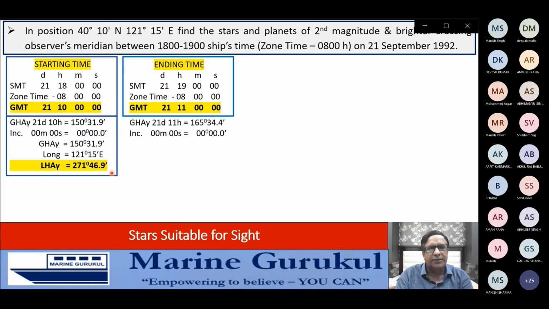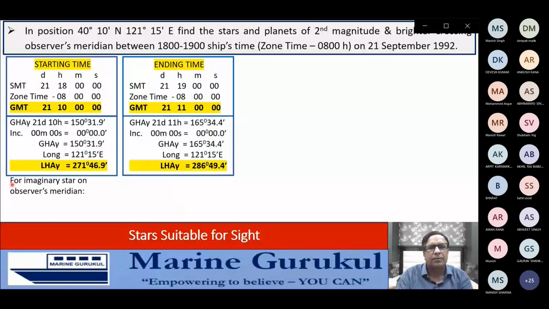We get the LHA Aries at the end of the interval. You can see the values coming up on the slide. You can also check them from your almanac. And we get the LHA Aries at the end of the interval. Now we find out the SHA of the imaginary star on the observer's meridian at the starting of the interval and at the time of the ending of the interval.